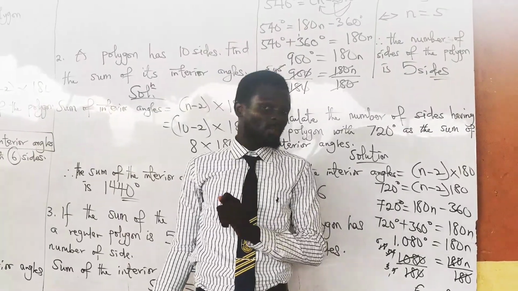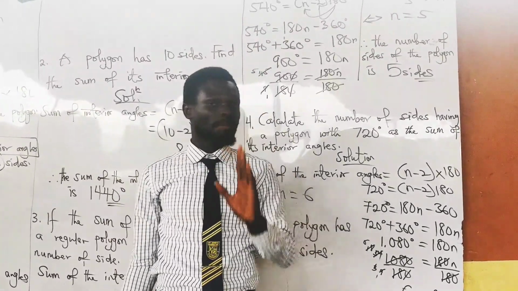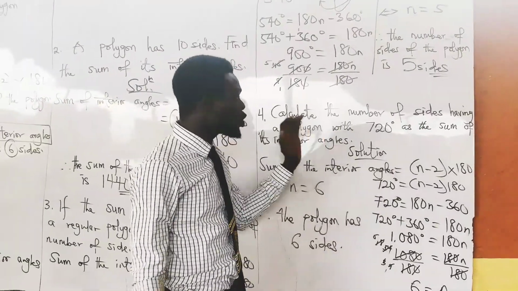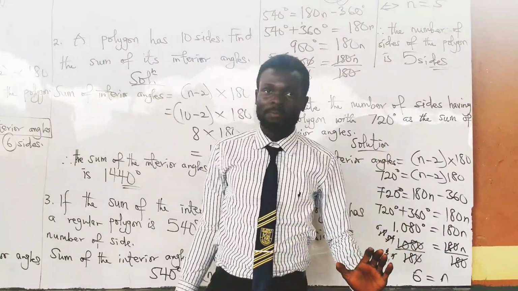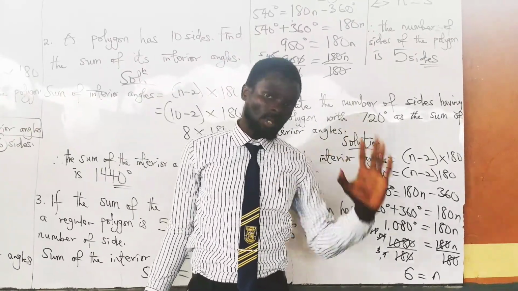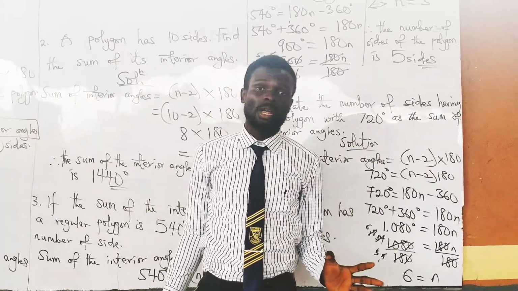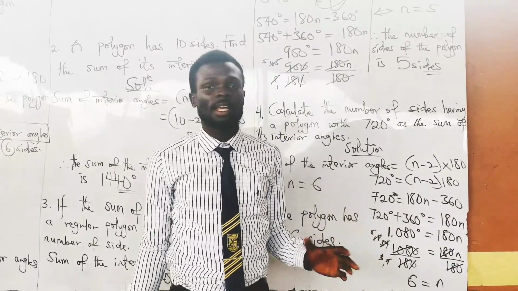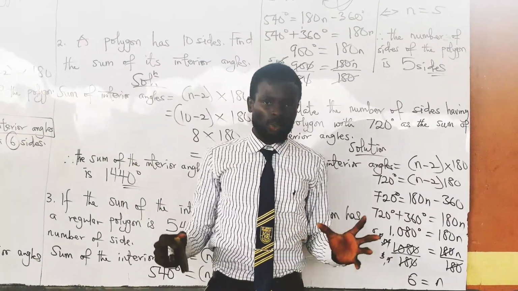We have a BECE to write, God willing, next month on the 17th. We will conclude the topic on this one by looking at the interior angle. Then we look at the other ones. We go to construction, we go to transformation, we go to other things we think will help us to pass our exams.